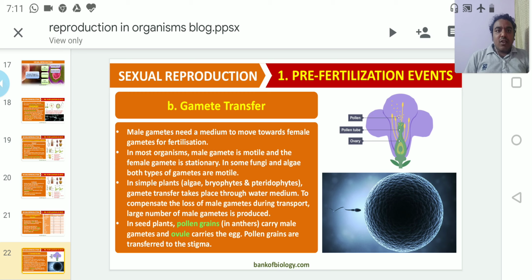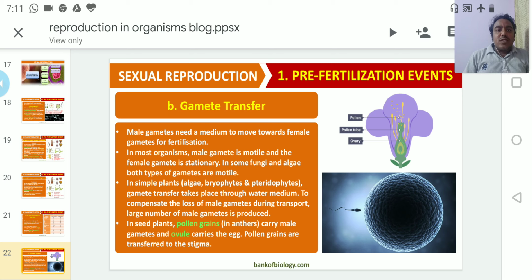But in some fungi and algae, both types of gametes are motile. Because why? In these cases, some species, not all, of fungi and algae, both will be having motile structures like cilia. So due to the presence of the motile structures, they can move. Okay, both the male and female reproductive structures will move. But it is not possible in all the cases. Okay, then. In simple plants like algae, bryophytes and pteridophytes, gamete transfer takes place through the water medium. I told you just now, water is an abiotic agent which is responsible for the gamete transfer.